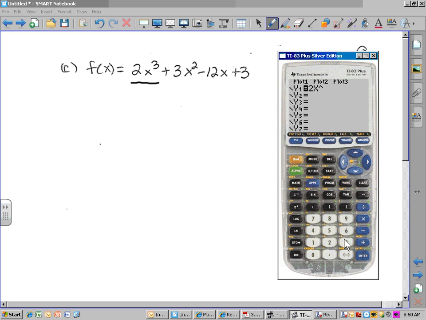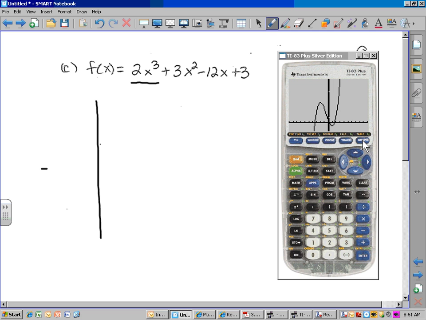2x to the third plus 3x squared minus 12x plus 3. Zoom 6. Okay, now we can't see all of the graph. The top of the graph is slightly cut off. So I need to change the window. I need to make the Y max higher. So I'm going to go Y max, let's try 50. Let's see what that looks like. So we hit graph. That looks pretty good. I have a pretty good idea of what this looks like now.